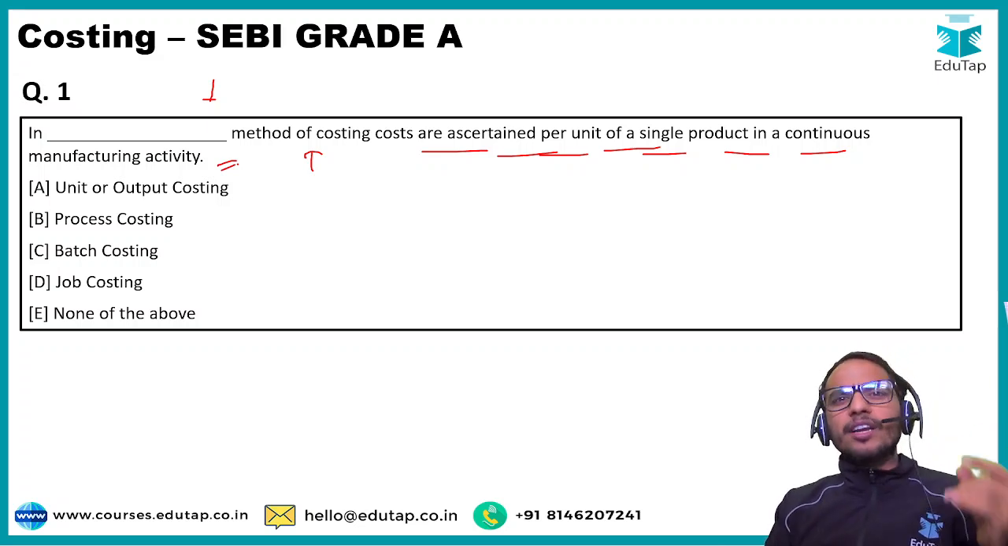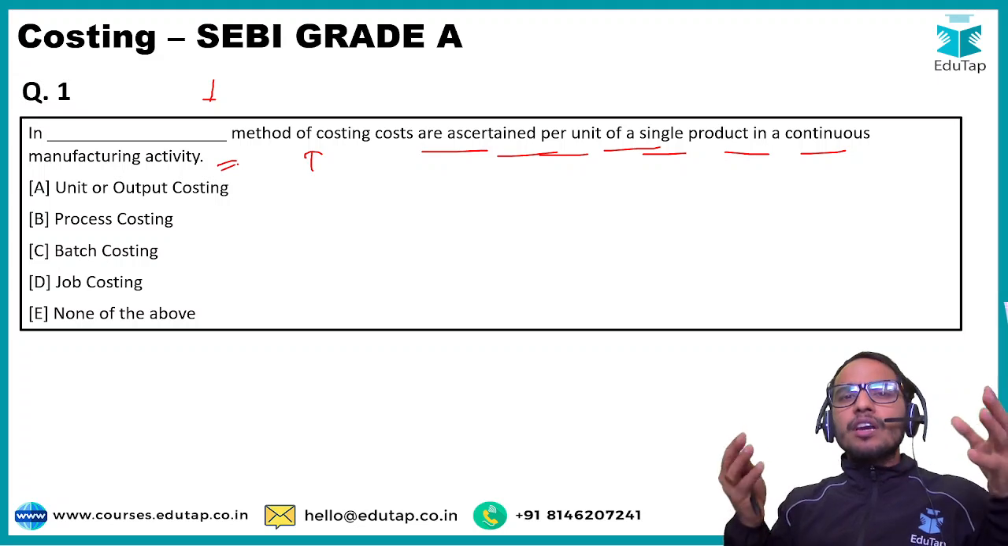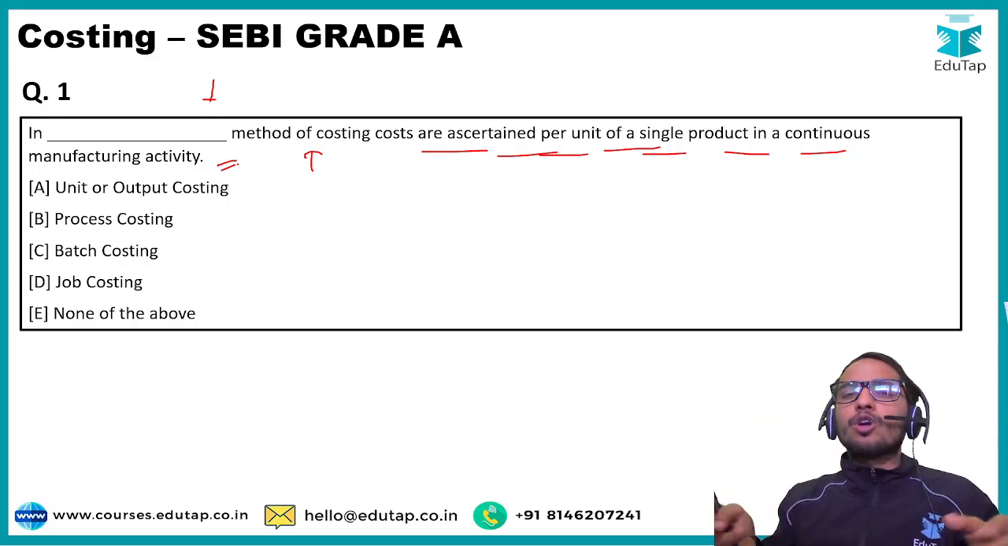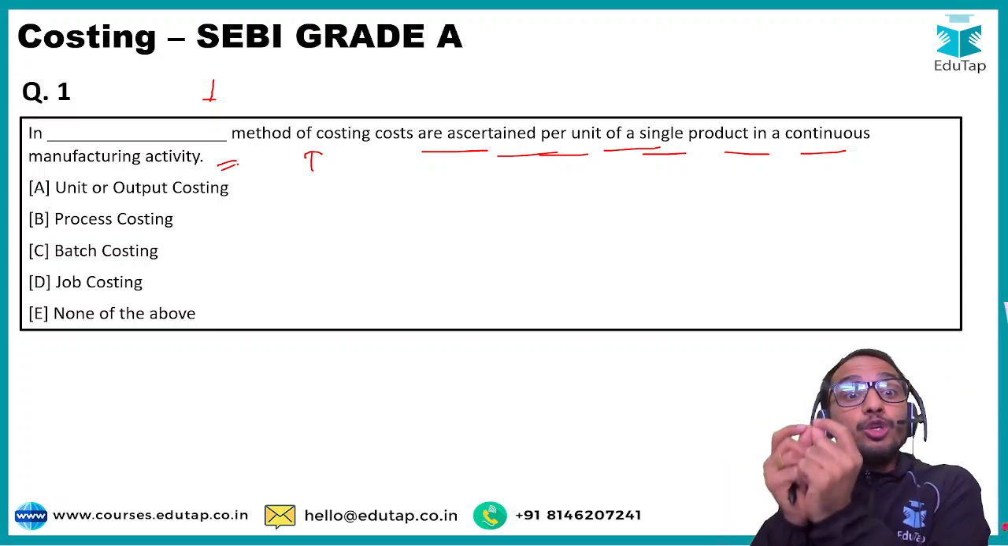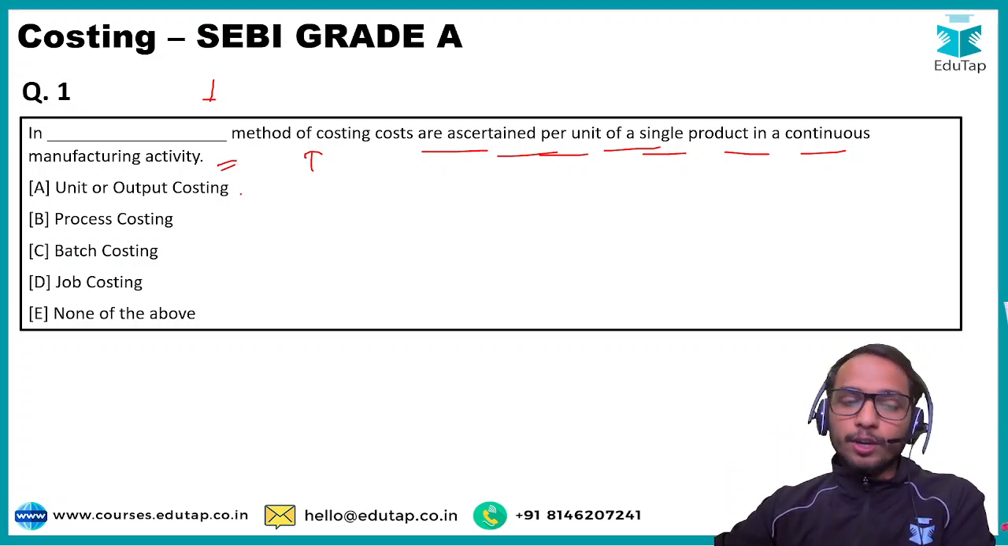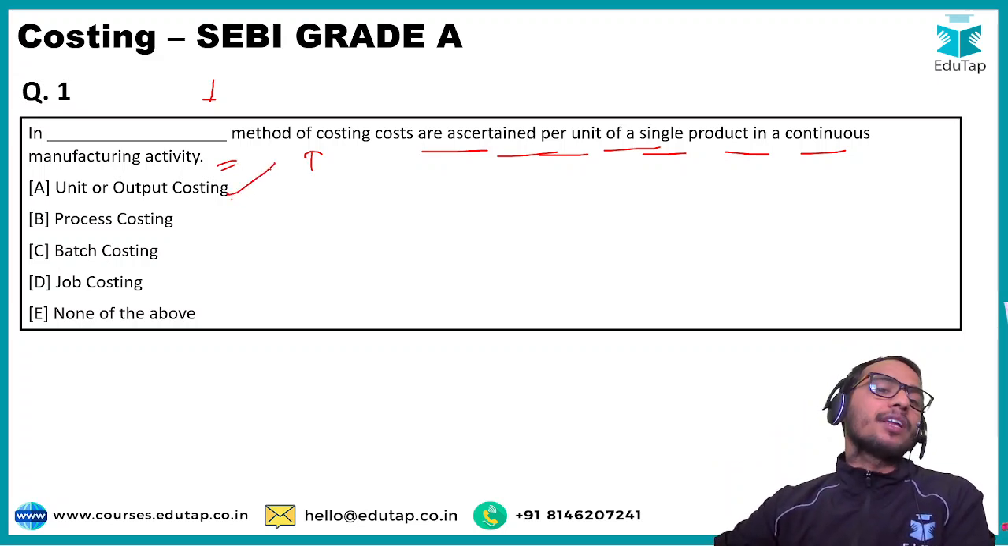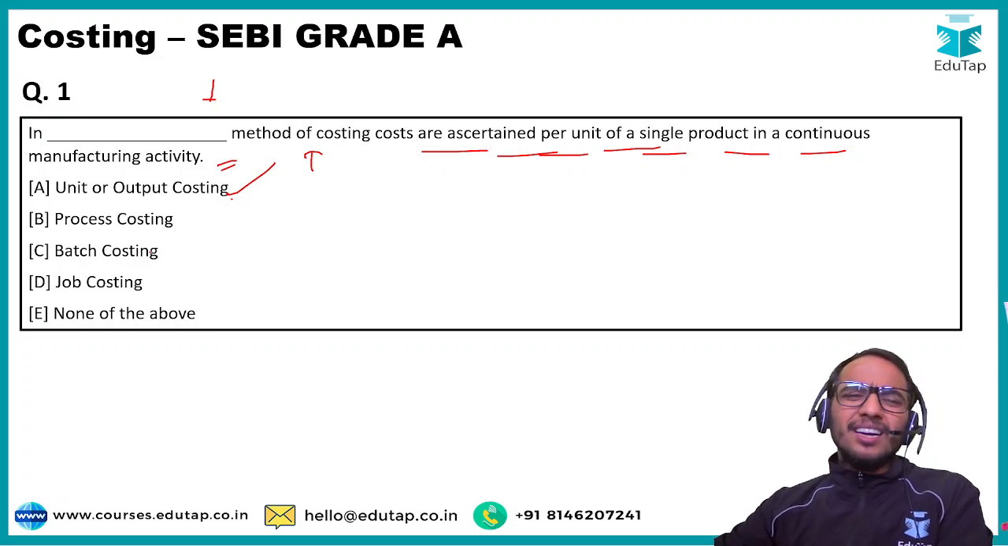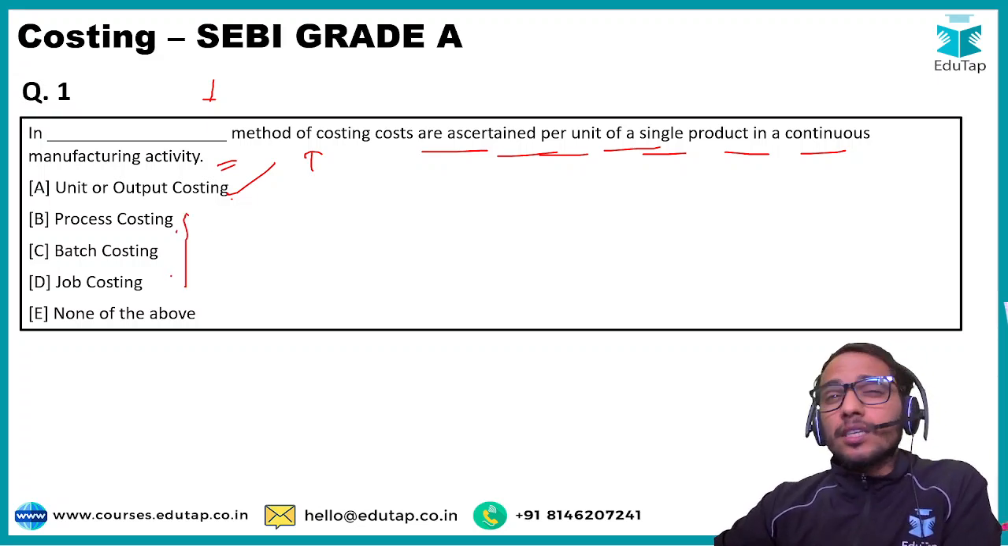When there is a less variety or a single product and we are manufacturing it in a large number or in a bulk, then we use unit or output costing, isn't it? So the correct option of this question is option number A, that is unit or output costing. Let's understand other methods as well in brief.